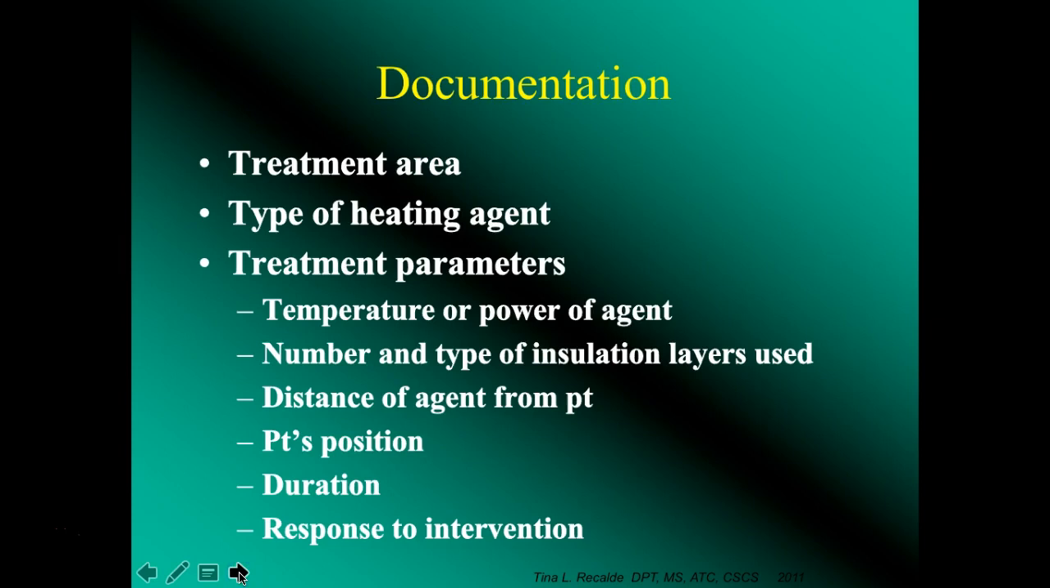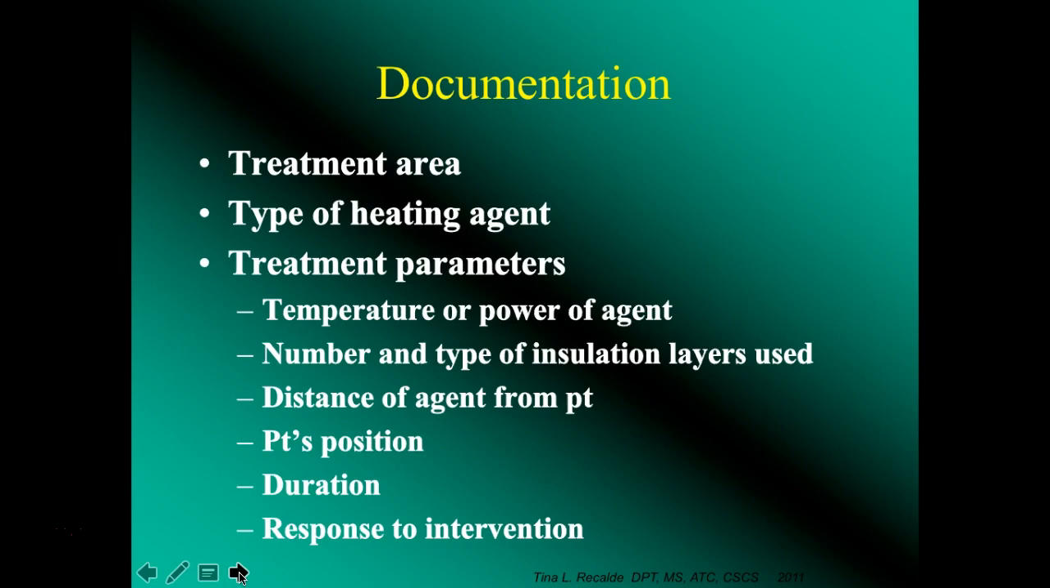Documentation. So this is just to know how you would document a modality. You're going to document the treatment area. So it could be right low back, left anterior knee, right anterior shoulder, cervical neck, maybe left hip and right side line. Those would be your treatment areas.